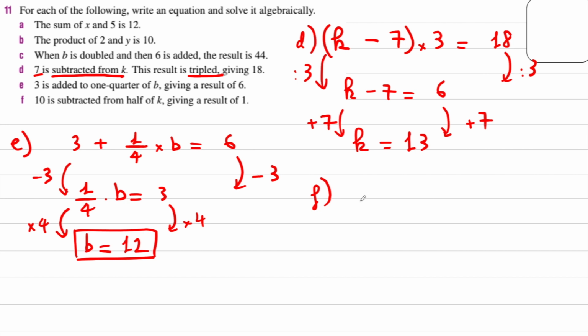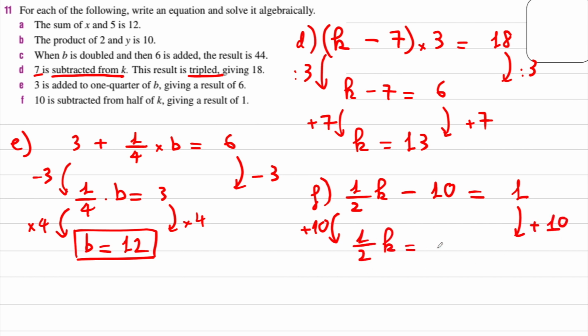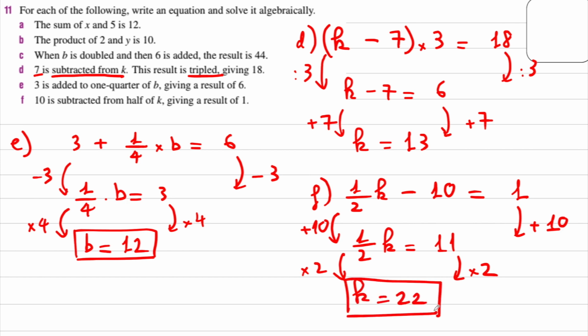About question F: 10 is subtracted from half of K. Half of K is 1/2 K. 10 is subtracted from this one. The result will be 1. You got this equation. And plus 10, of course, after you have the equation, the solving is quite easy. 1/2 K equals 11. And multiply 2 on the left, multiply 2 on the right, and then you get 22. Yeah, we finished question F. That is the way you can convert from words to an equation and then solve it.